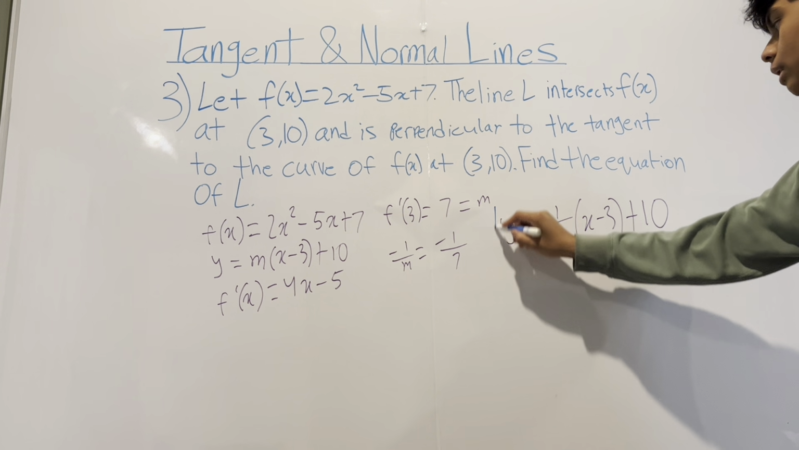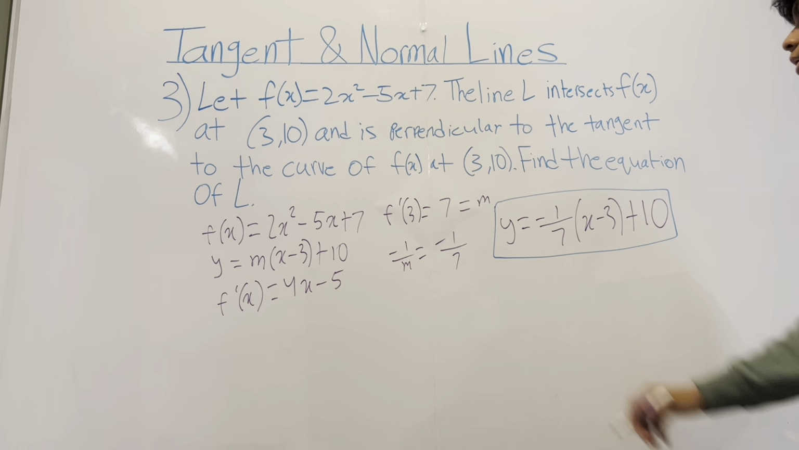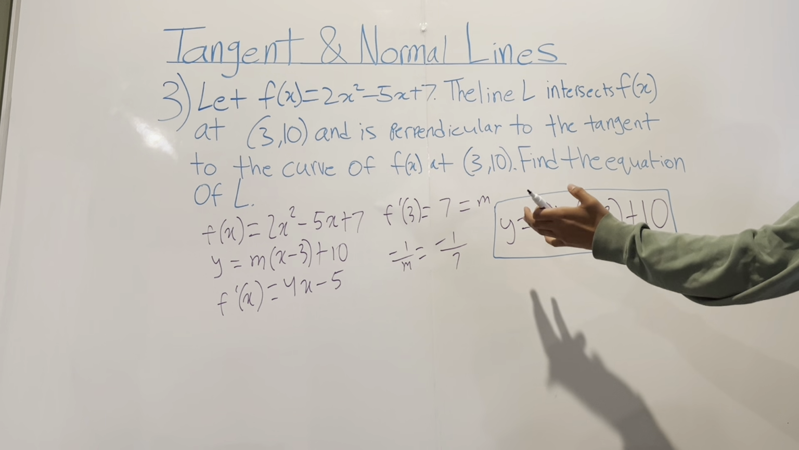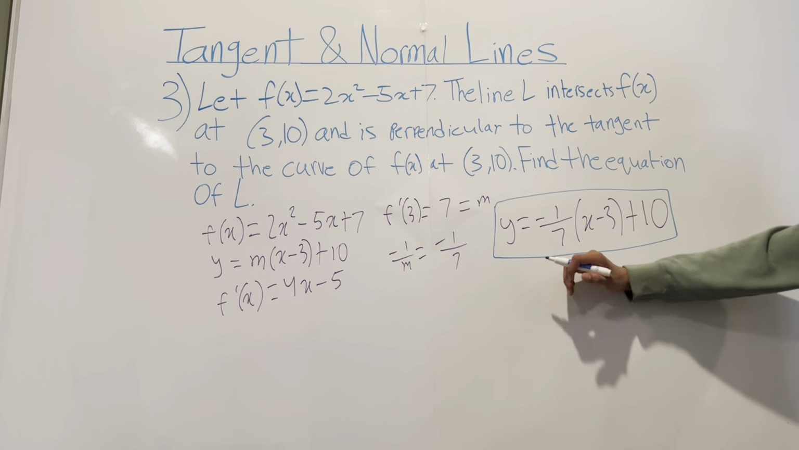And this is the normal line, which is the same thing as the perpendicular to the tangent line. So whenever a question says perpendicular to the normal line, that means the tangent. And if it says perpendicular to the tangent line, that means it's the normal. So this is the final answer.